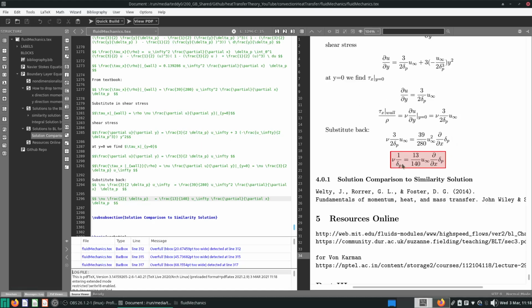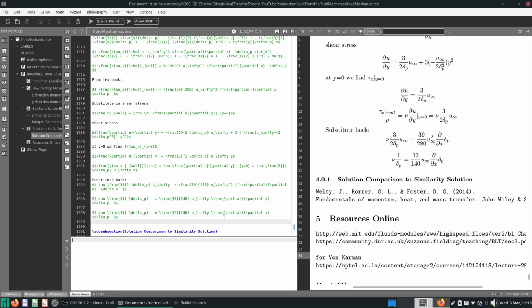Okay, so we assume all of this is constant. Nu is constant, and u infinity is constant for this flat plate flow. Okay, so we can change this into a total derivative, and we can just perform separation of variables and integrate over the whole boundary layer.